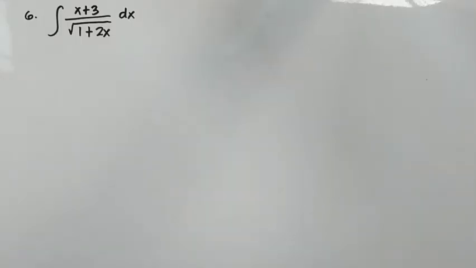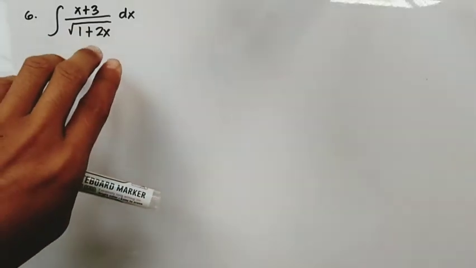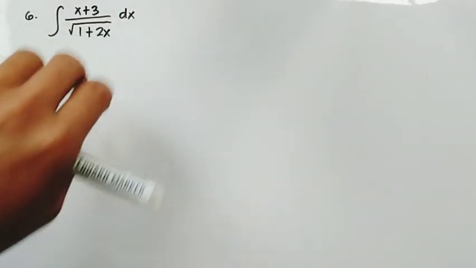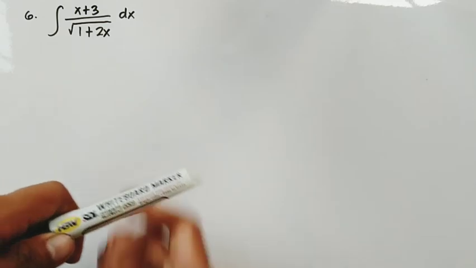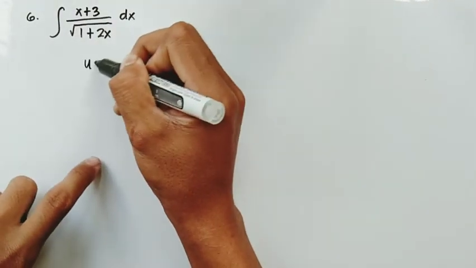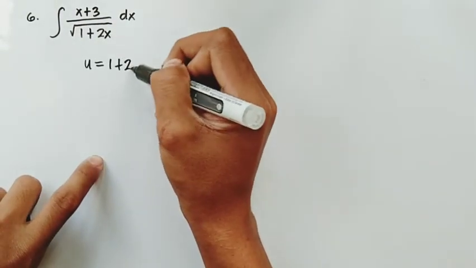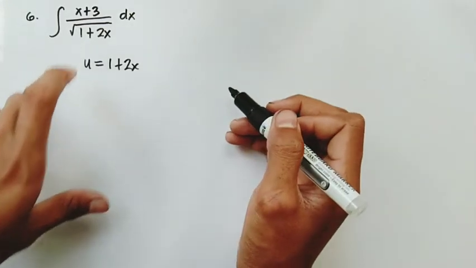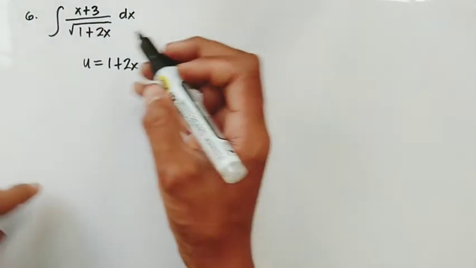Number 6. Last problem. The integral of x plus 3 all over the square root of 1 plus 2x dx. Okay. Di na natin to masisimplify na denominator. Power rule does not work. So, try natin i-let u yung mas complicated. Etong nasa loob ng square root. Huwag natin isama yung square root.